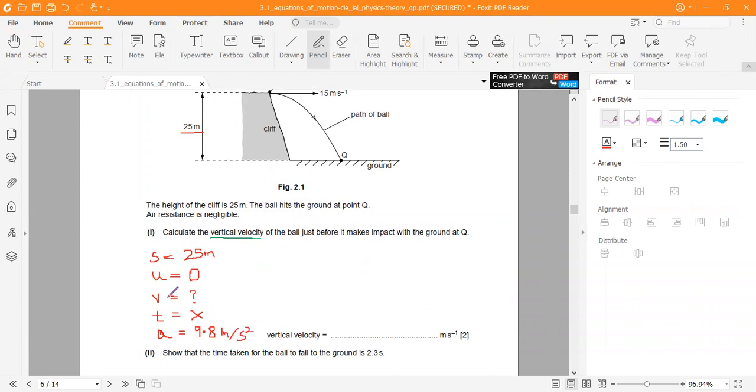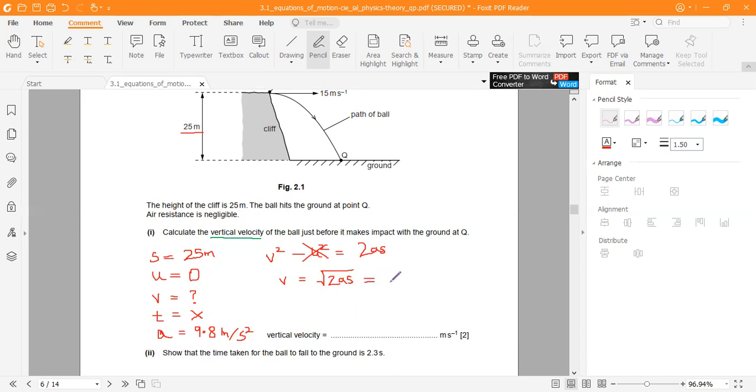Which formula should I use to find v when I don't have the value of time? There are three equations we learned: v is equal to u plus at, and equation 3, v square minus u square is equal to 2as. Okay, so u is 0, so this will go away, and we have v square. So v is equal to under root 2as.